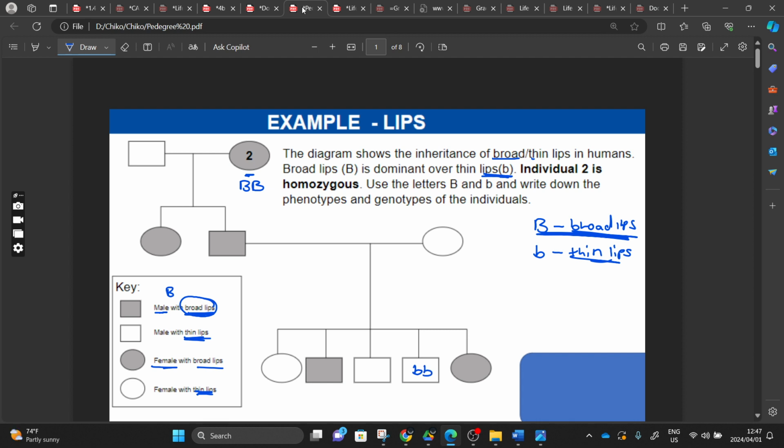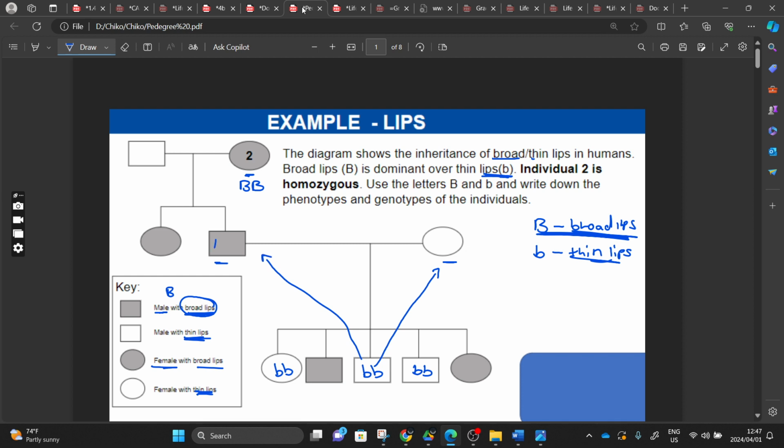For this person to have a thin lip, she has to have the two recessive. We start downwards going upwards, right? And then here we also have small b and small b, and then here we'll have small b and small b, right? So here's the thing. This person here married this person and we have this. It means that this person inherited a small b from the female and a small b from the father.